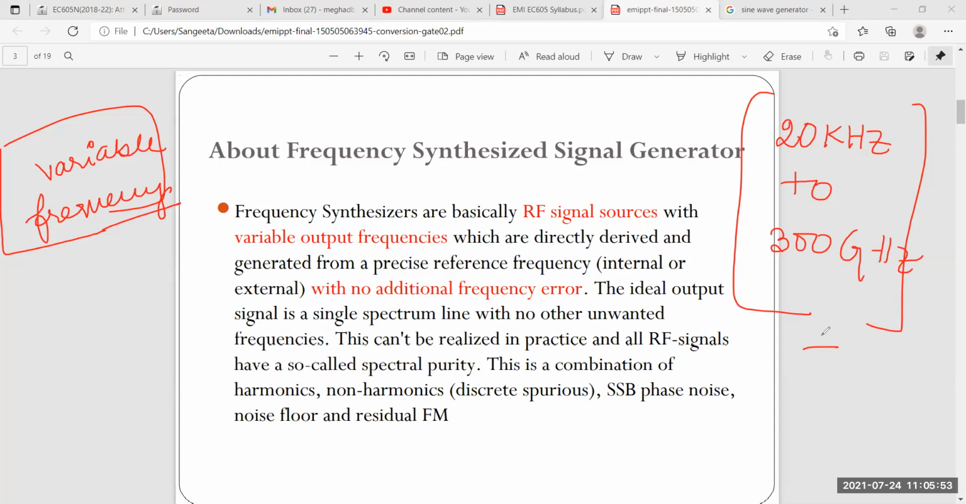Ideal output signal is ideal. Okay, we can't apply it in a very practical situation. It's written here, see, this can't be realized in practice. So all the RF signals have spectral purity, but this purity is only satisfied in the case of an ideal output signal, which is not possible.